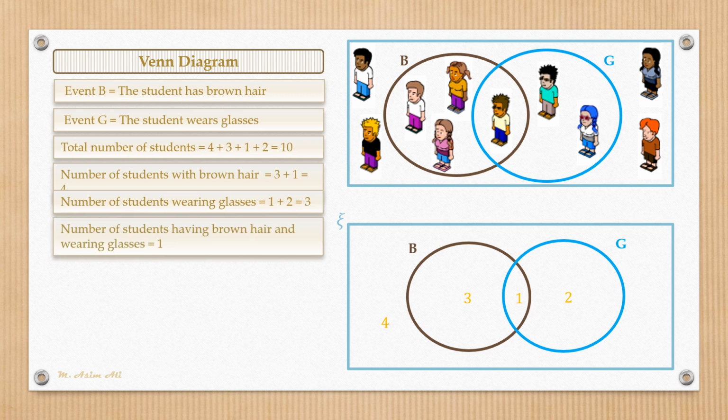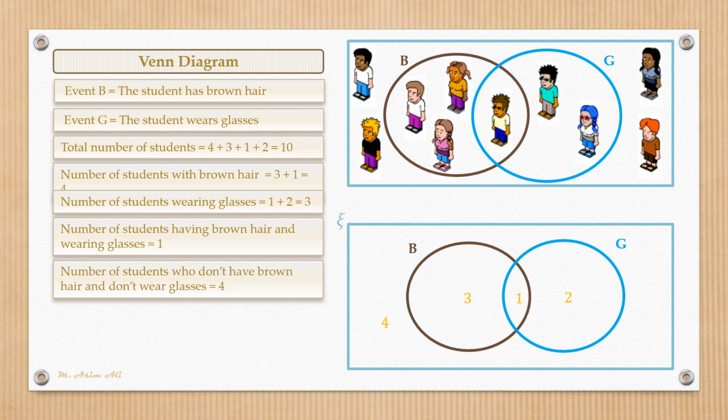Now, the students who have brown hair and are wearing glasses, there is only one such student, which lies in the common part of the 2 sets, the overlapping part, which is called the intersection, and this is only 1. And the number of students who neither have brown hair nor are wearing glasses cannot come in either of the 2 sets, so they will stay outside. And there are 4 such students who neither have brown hair nor wear any glasses.